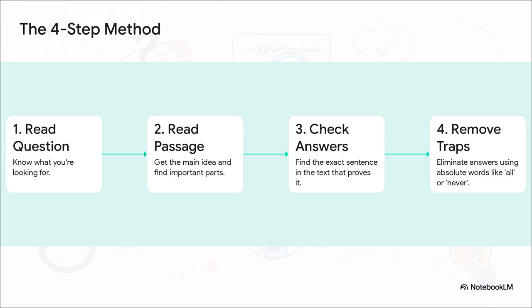Just skim it to get the main idea, don't get bogged down in details yet. Step 3 is where the real work happens. You're going to check each answer option one by one, and as you check it, you go back to the text to find the proof. You're like a detective looking for evidence. And finally, step 4, as you're doing all this, keep your trap detector on. Always be on the lookout for those extreme words we talked about.